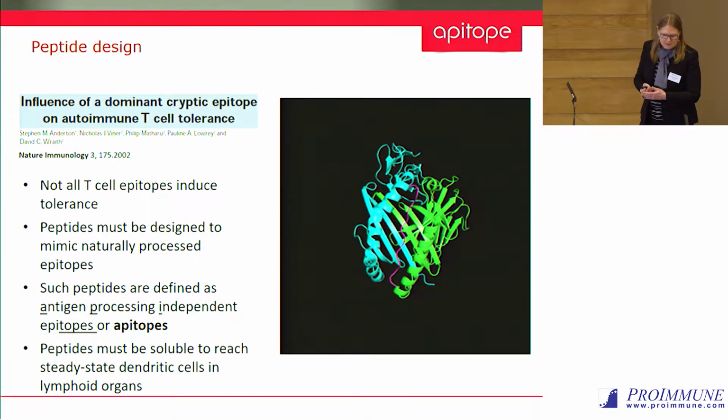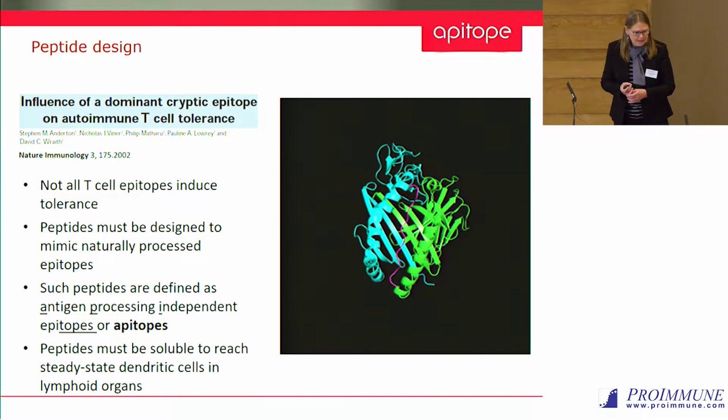The peptides that we use are defined as apitopes, and with that we mean an antigen processing independent epitope. I will come back a little bit to the mechanism behind that and why we call them that. They need to be soluble and have enough affinity to reach the steady-state dendritic cells in lymphoid organs and induce tolerance.